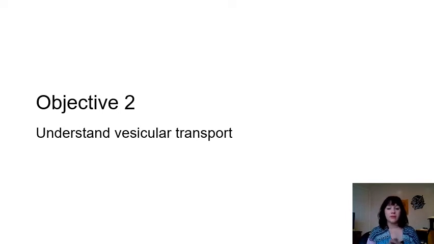So we've spent a good amount of time talking about signal peptides and translocation, the nitty-gritty details of how that works. Objective 2 is going to go into more detail of how vesicular transport works. Once a protein leaves the endoplasmic reticulum, how does that vesicle form? How does it go where it needs to go?